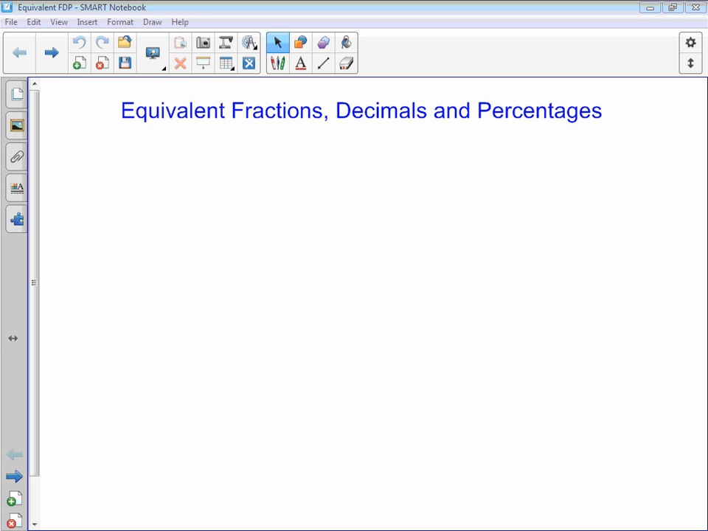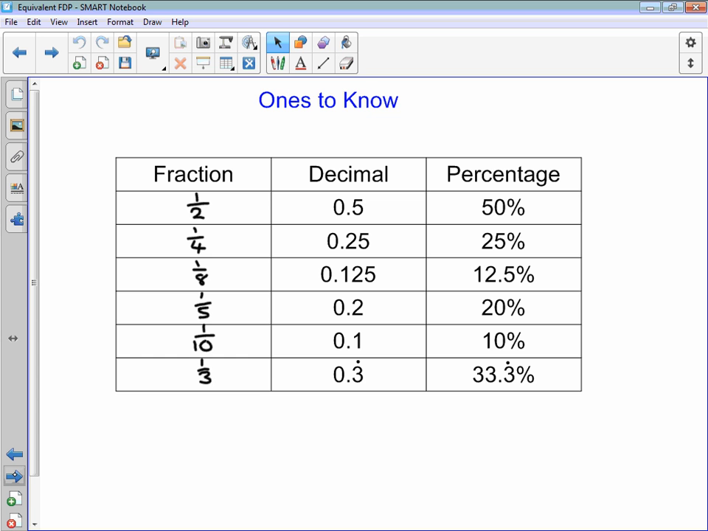We're going to look at the equivalence of fractions, decimals and percentages. There are some basic fractions, decimals and percentages that we should know. And these are as follows. A half is 0.5 as a decimal and 50% as a percentage.